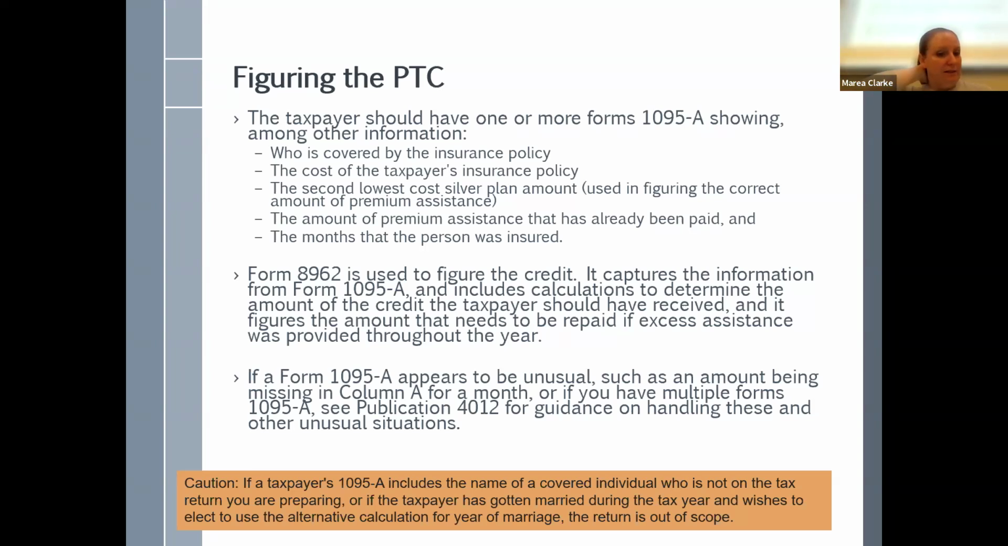The form 8962 is used to figure the credit. It basically captures that information from their form, and then determines whether they should have paid more or whether they got too much for that credit.